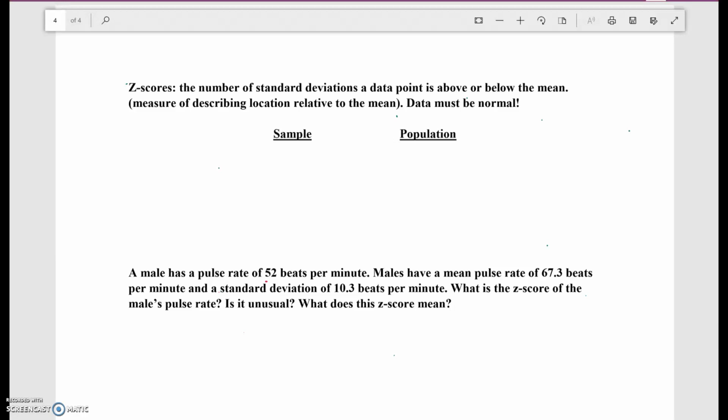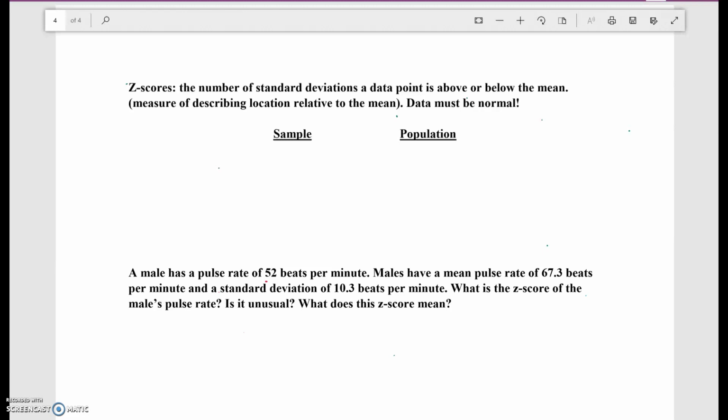The last type of measure of relative location is called z-scores. A z-score is just the number of standard deviations a data point is above or below the mean. It tells you where exactly a point is in relation to the mean. One thing that must hold with z-scores is that the data itself must be normal.